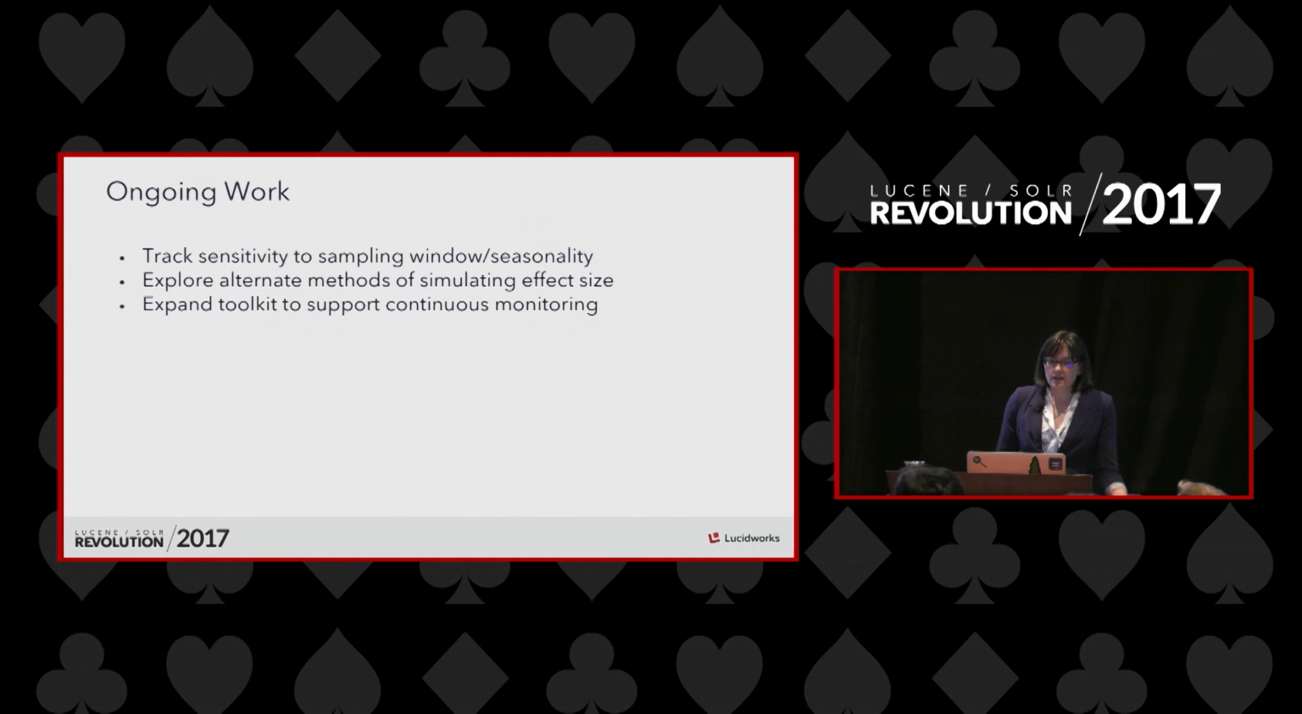Okay, so this is definitely ongoing work, and there's a lot we're continuing to explore, including tracking the sensitivity of this approach to the sampling window we use. So if we do this analysis today, and then again in 3 months, how much has that changed? It's also really important to continue to explore alternate methods of simulating the effect size. And then there's a lot of great work out there right now on supporting continuous monitoring, even when you use simulations to evaluate the significance of your test. So that's another avenue we can explore.